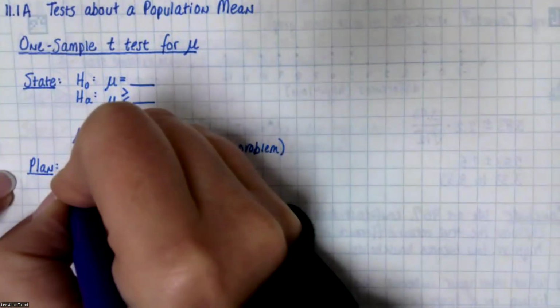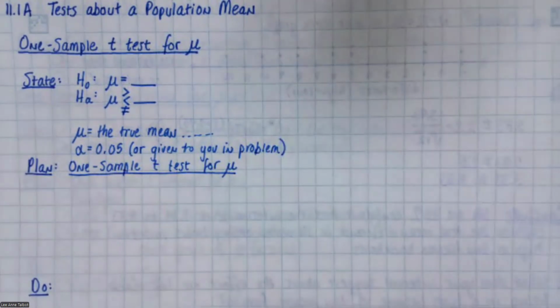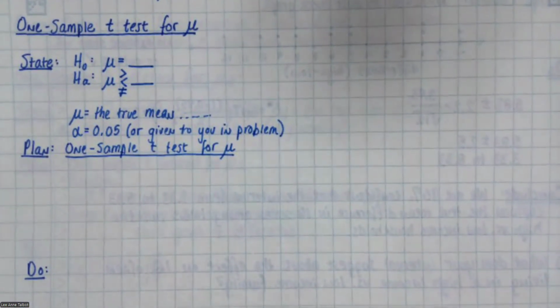Inference method: 1 sample t-test. This is a perfect thing for us to do on a short day because it's kind of ridiculously easy. Okay, now random.